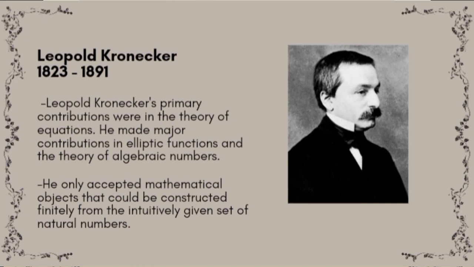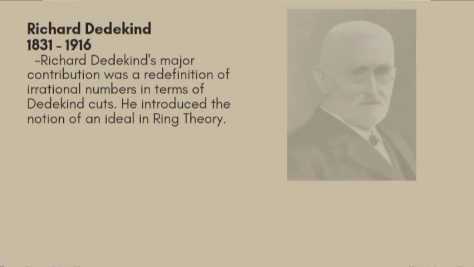Leopold Kronecker's primary contributions were in the theory of equations. He made major contributions in elliptic functions and the theory of algebraic numbers. He only accepted mathematical objects that could be constructed finitely from the intuitively given set of natural numbers.